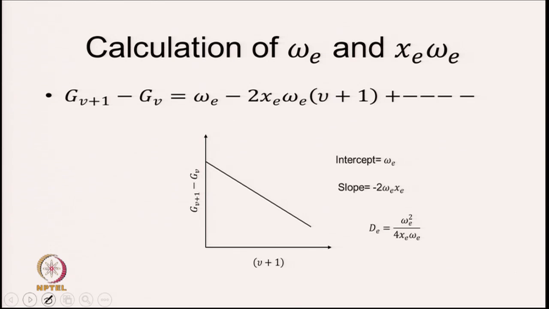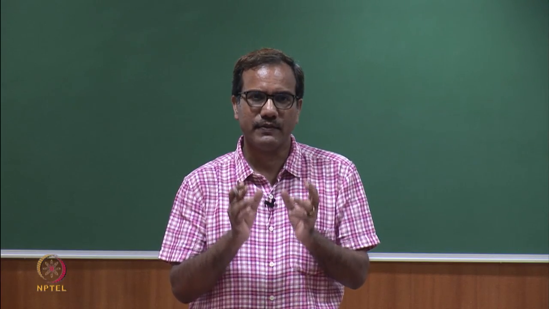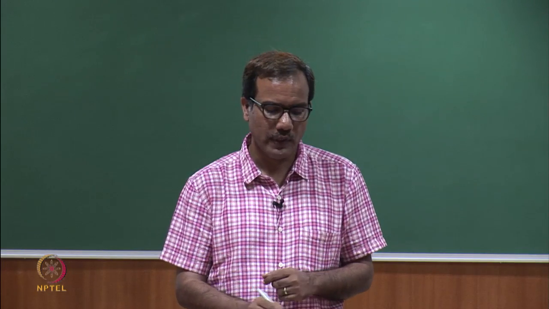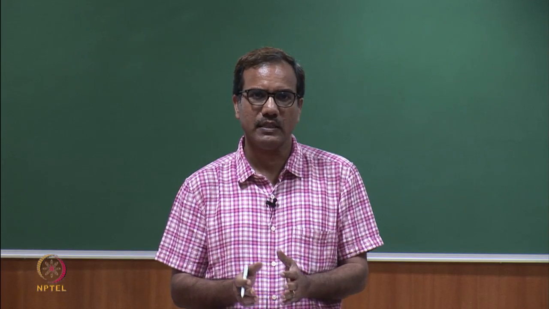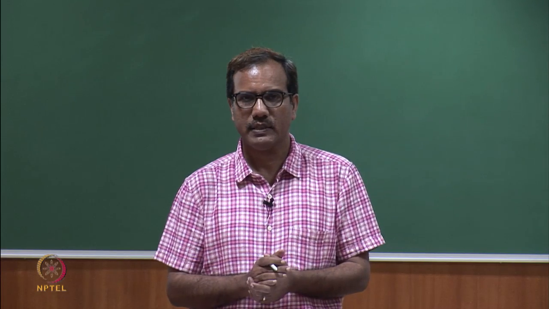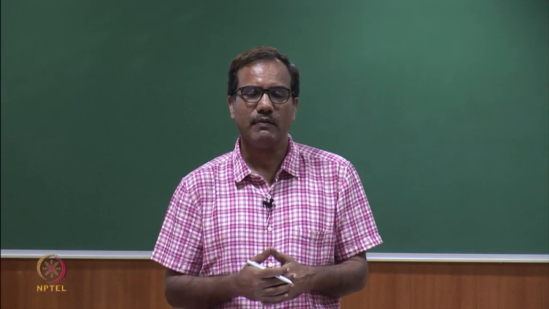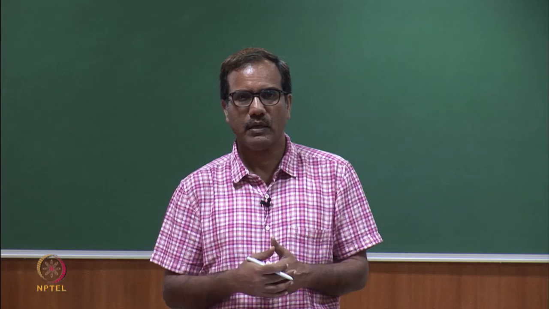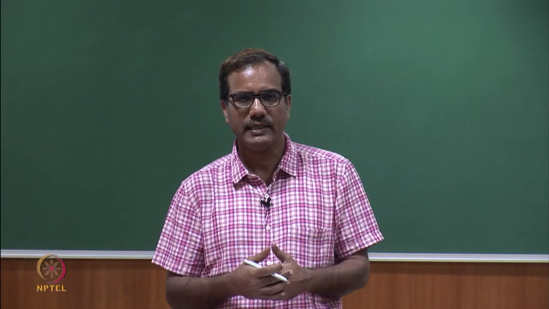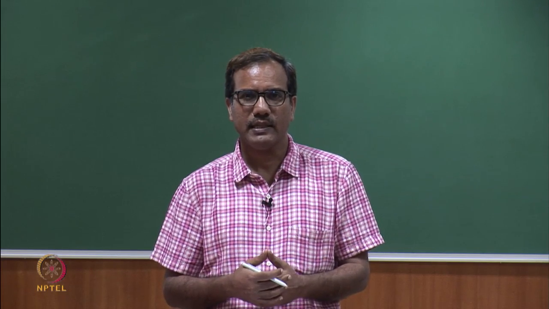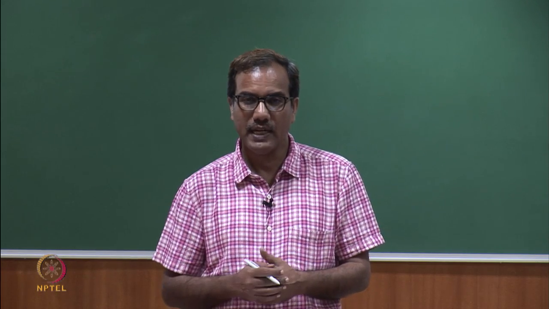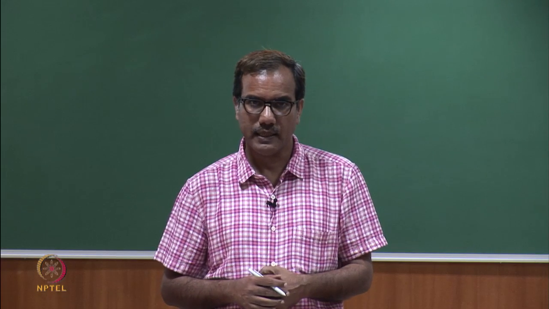Now, one way to calculate omega_e and x_e omega_e is this: G(V plus 1) is the energy of the V plus 1 level in wave number units, minus G(V), the energy of the V level in wave number units. When you take the difference between these two terms, what you get is the wave number of the transition between level V and V plus 1, and that can be obtained from vibrational spectroscopy. Experimentally you can obtain that, and when you plot that versus V plus 1, what do you expect? It will give you a straight line with intercept omega_e and slope minus 2 omega_e x_e. So, this is written here.